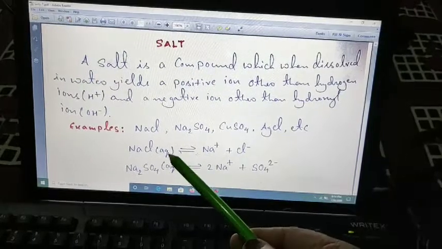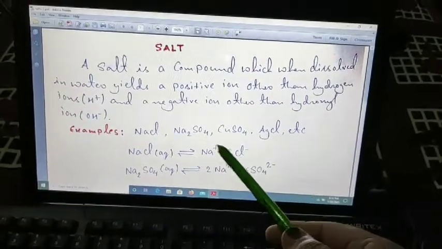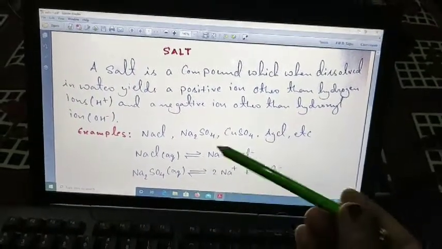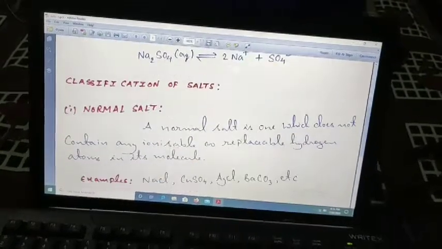So when you dissolve them in water, they are going to give you positive ions and negative ions. Sodium chloride will give you sodium ion and chloride ion, and sodium sulfate will give you sodium ion and sulfate ion.